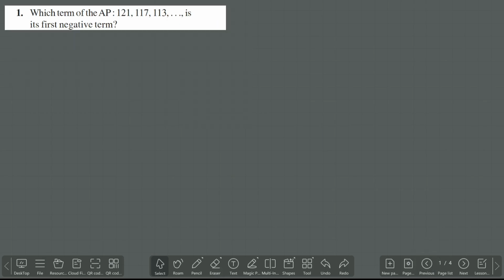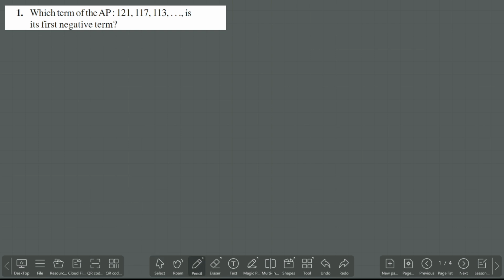Guys, we are going to exercise 5.4, that is an optional exercise from arithmetic progression. In the textbook they mentioned it's not from the exam point of view, but some questions they are asking from the exercise, so that we are going. Okay, shall we start, children?